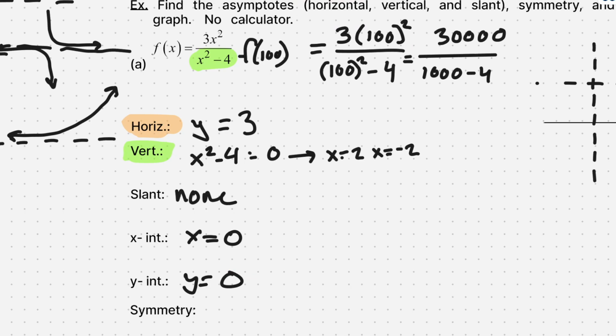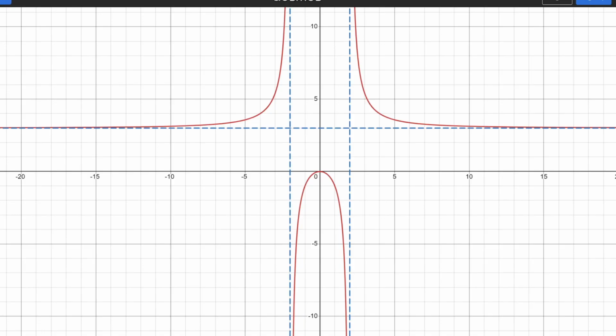Symmetry. This graph has reflectional symmetry across the y-axis. If you were to look at this graph in a mirror, it would look identical. It does not have rotational symmetry, because if you turn your head upside down, it does not look the same.